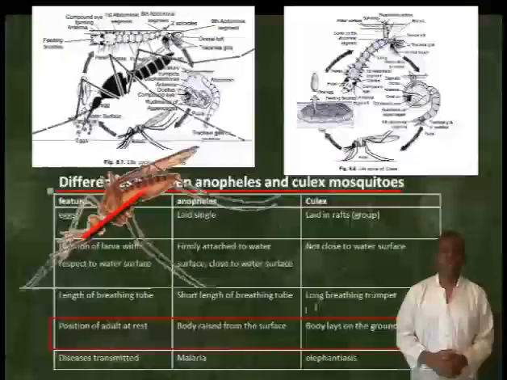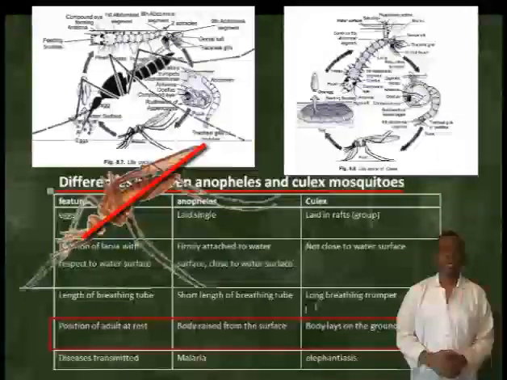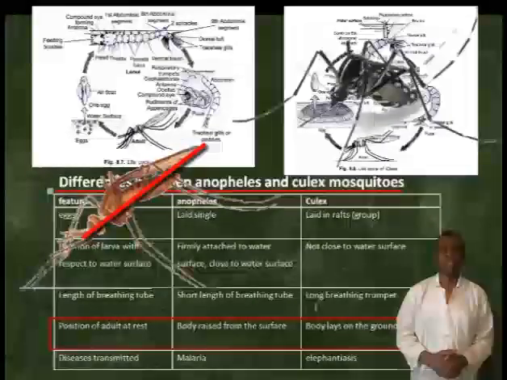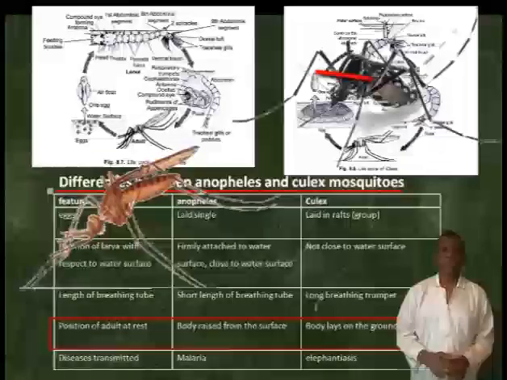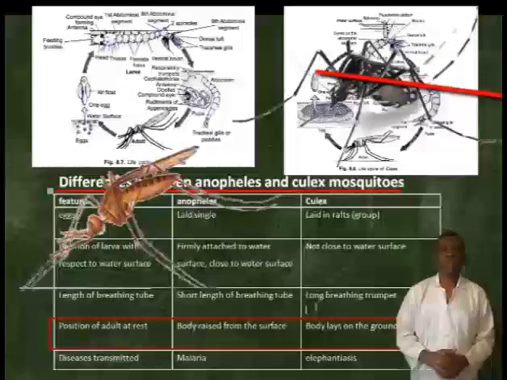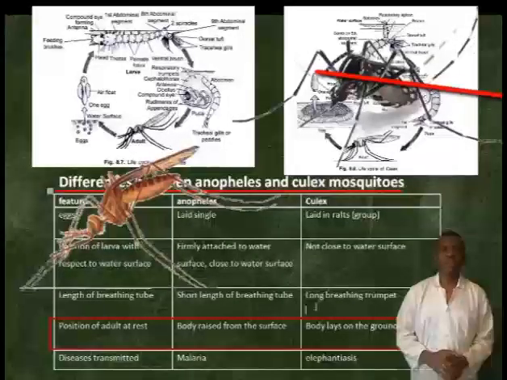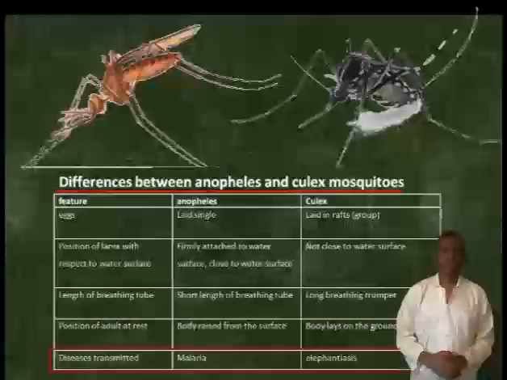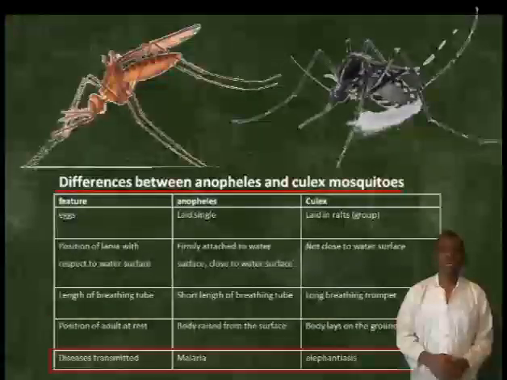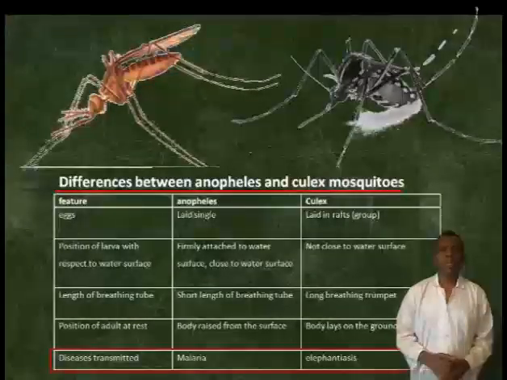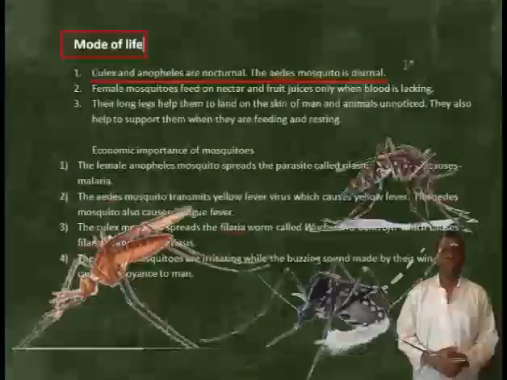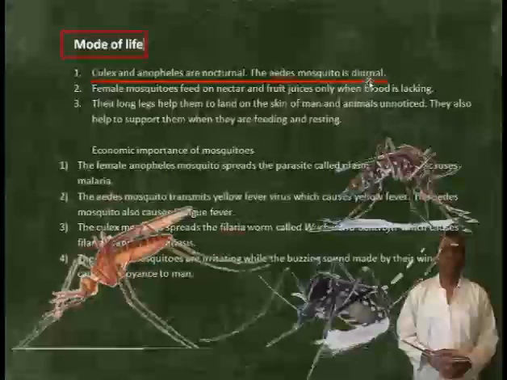When at rest, the body of the adult Anopheles mosquito is raised from the surface, while the body of the adult Culex mosquito lies on the surface or the ground. The Anopheles mosquito transmits malaria, while the Culex mosquito transmits elephantiasis. Mode of life. Culex and Anopheles mosquitoes are nocturnal. The Aedes mosquito is diurnal.